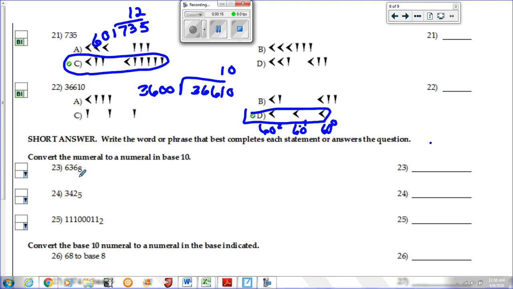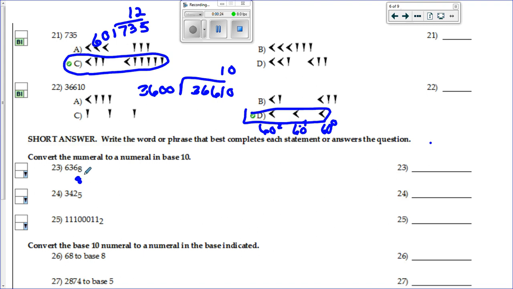So that just means instead of having 60s like on the Babylonian, now we're going to have an 8, or normally you have a 10. So this would be 8 to the 0, 8 to the 1, 8 to the 2. So what you would do is, this is going to be 6 times 8 squared plus 3 times 8 to the first plus 6 times 8 to the 0.